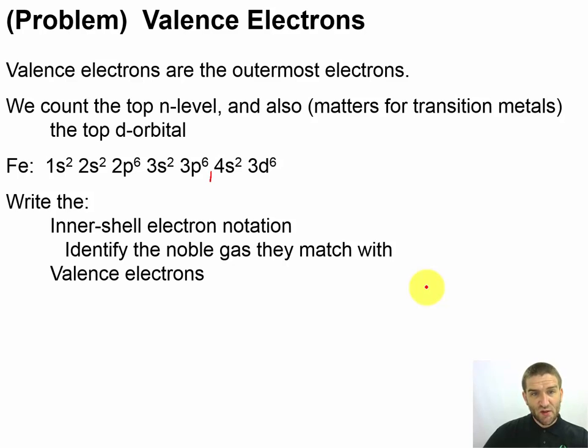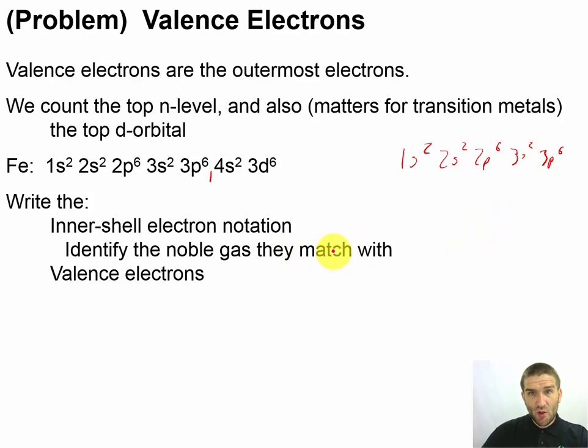Okay, so let's take a look. So our inner shell electron notation. So the inner shell is going to be all of these. So we're going to have our 1s2, our 2s2, 2p6, 3s2, and 3p6. All of those are going to be inner shell electrons.